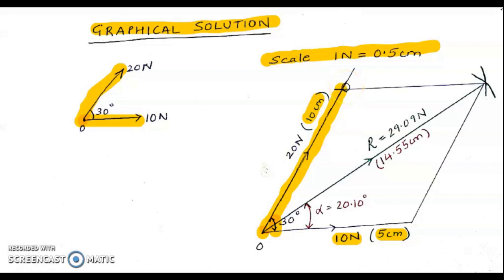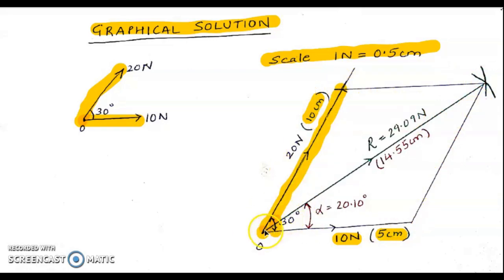Now what we have to do is complete the parallelogram. The properties of a parallelogram are that the opposite sides are parallel and equal. So if this side is 5 centimeter, that is 10 Newton, parallel to that I will have to draw a line of again 5 centimeter, and if this line is 10 centimeter, parallel to it at this point I will have to draw a line of 10 centimeter. If I do that, my parallelogram will be complete.